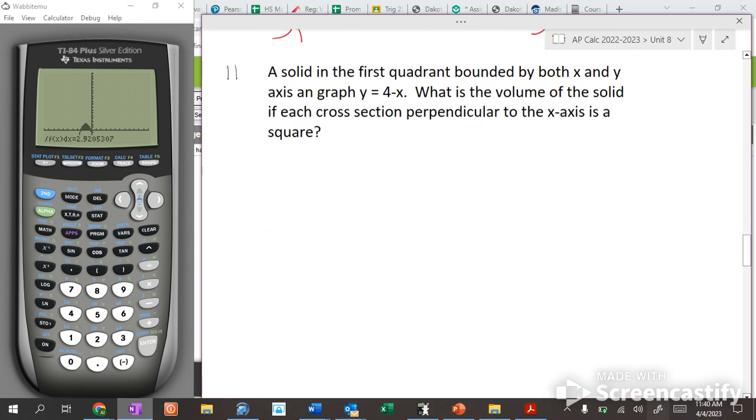All right, now we get to the fun ones. Yes, that's all we needed to do. I said we weren't looking for a numerical answer. No, it was that simple.